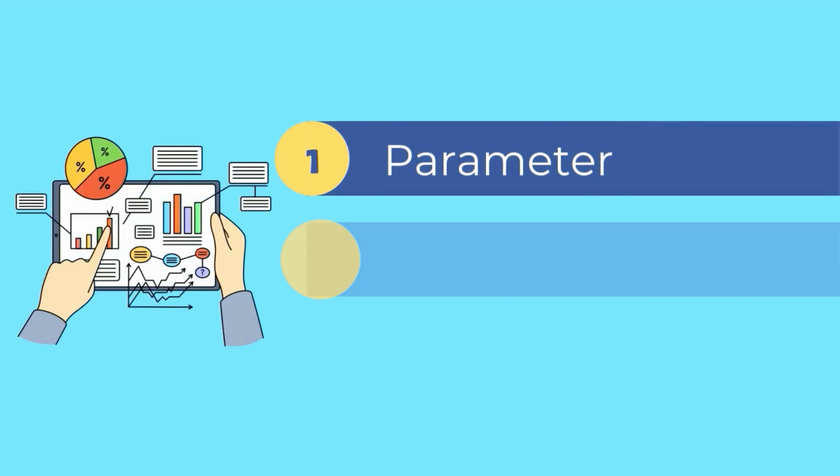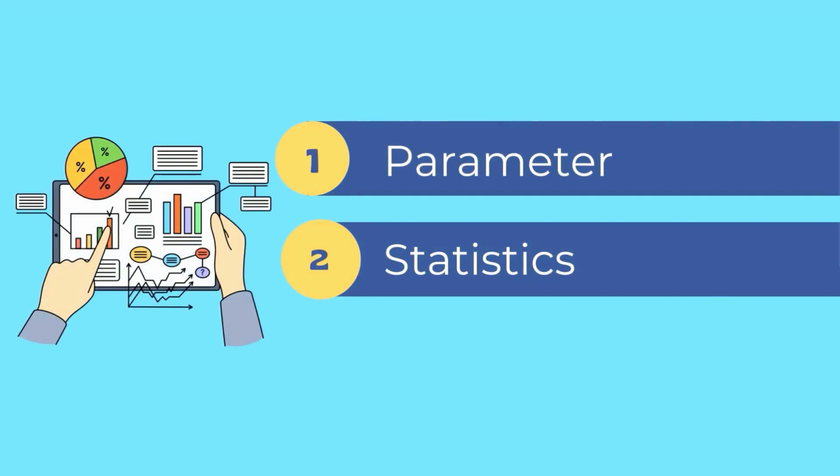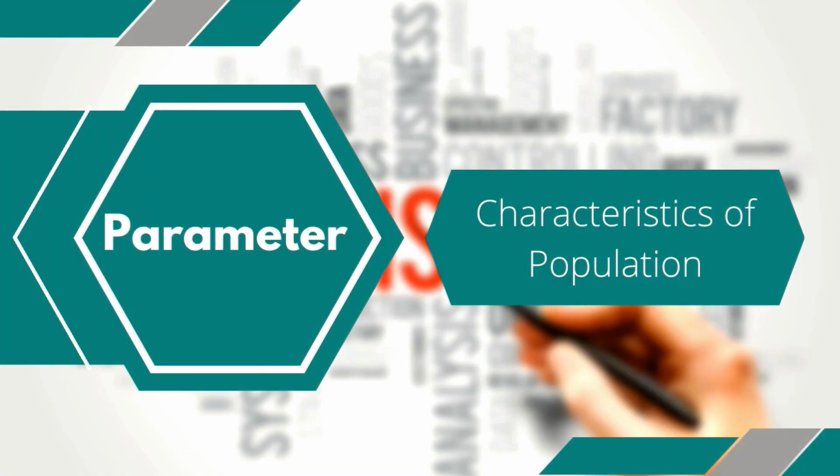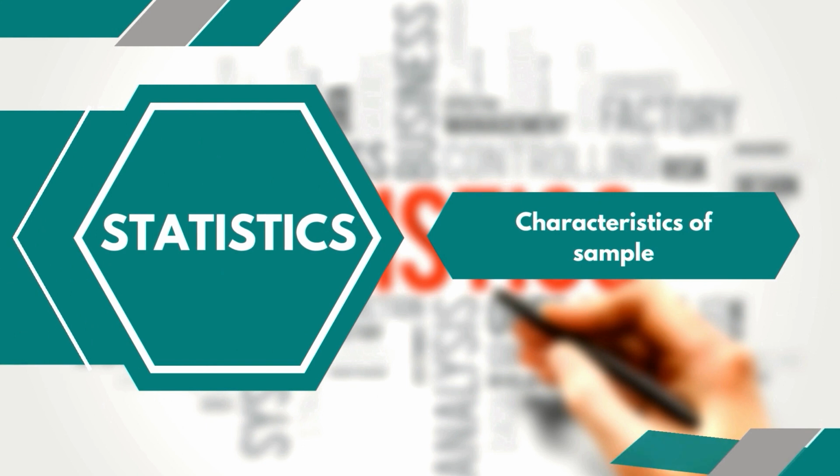You are aware that statistics is the characteristics of a sample. As we have discussed in the previous sessions, there are two things, one is called parameter, another one is called statistics. Parameter is known as the characteristics of population, whereas statistics is known as characteristics of sample.